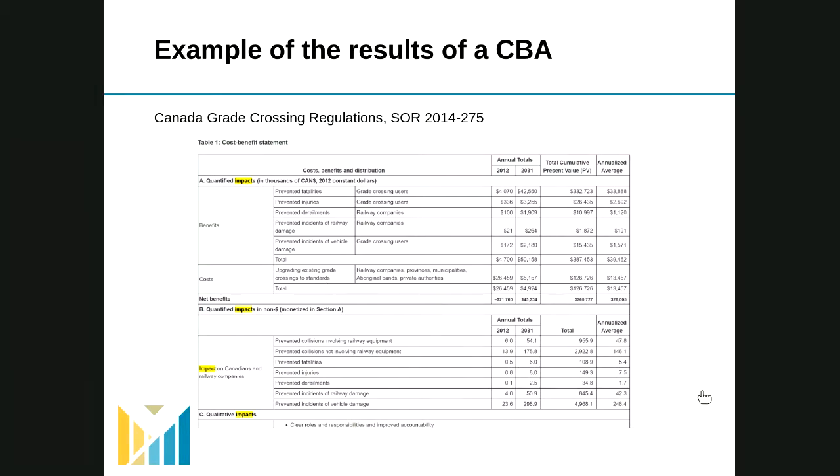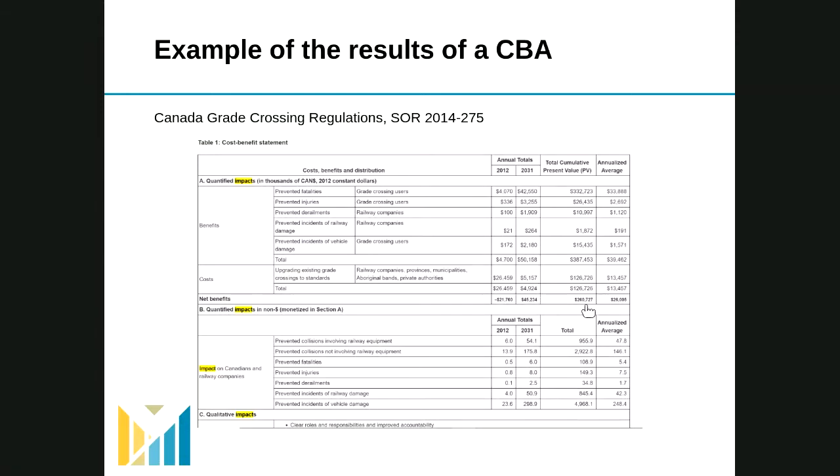I don't really like the Government of Canada's format, because the important number here is the net benefits, which you see are first negative, because that's when we expect that railway companies and municipalities will have to pay money to install these new safety features at the grade crossing. But then over time, we get the benefits of reduced accidents, reduced deaths, and reduced injuries. So then there's a positive net benefit. In this case, it's $45 million Canadian over time.